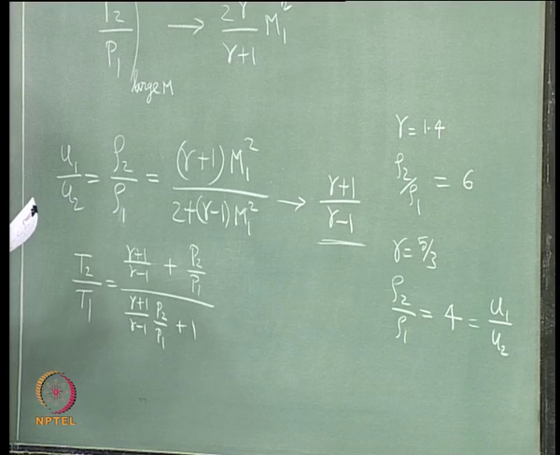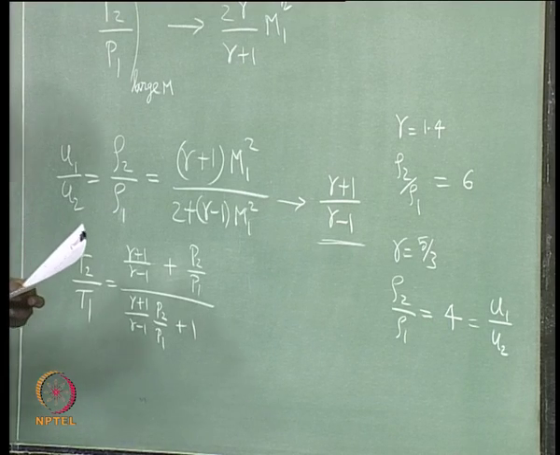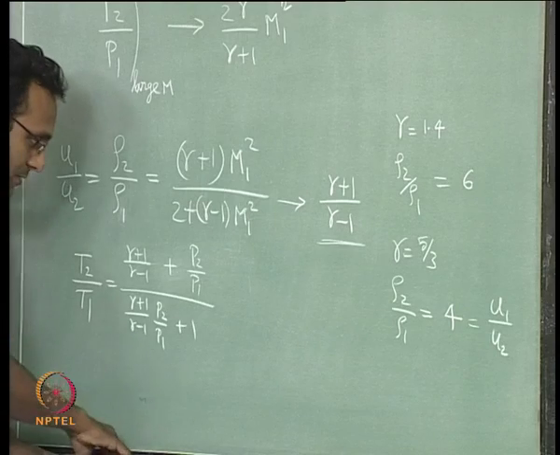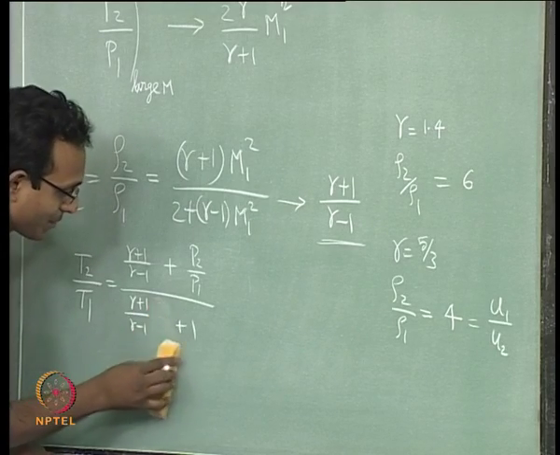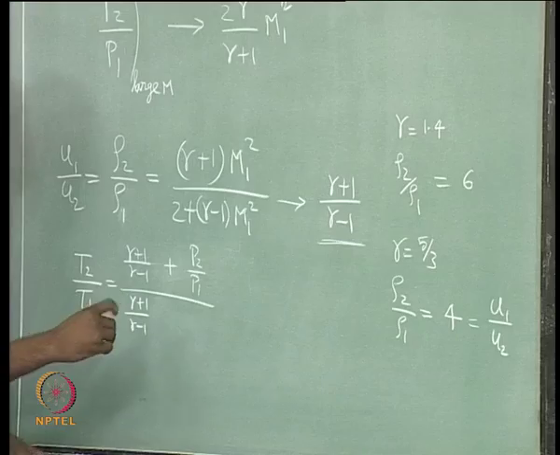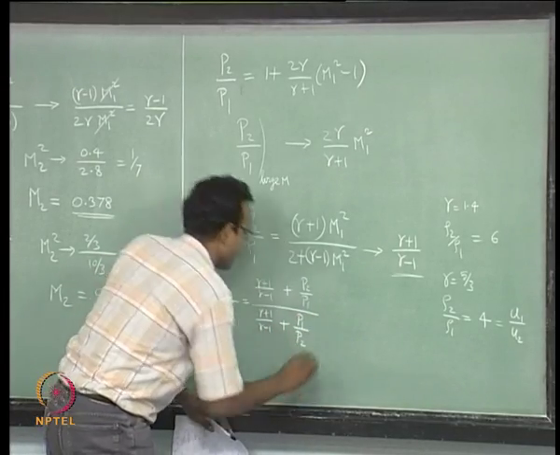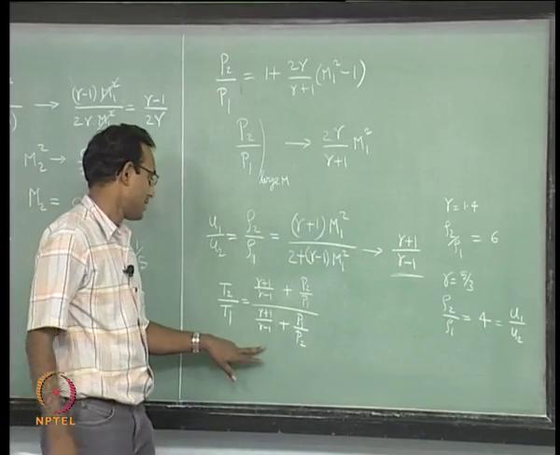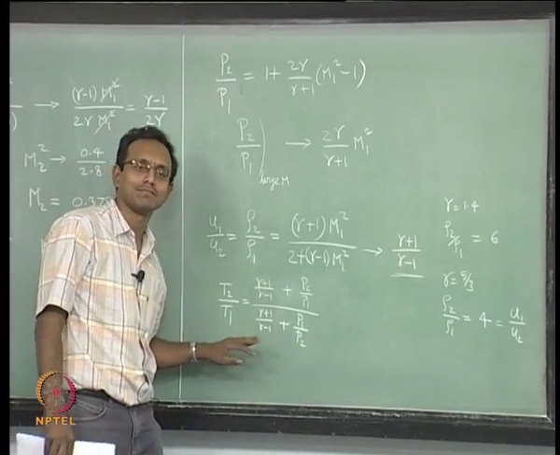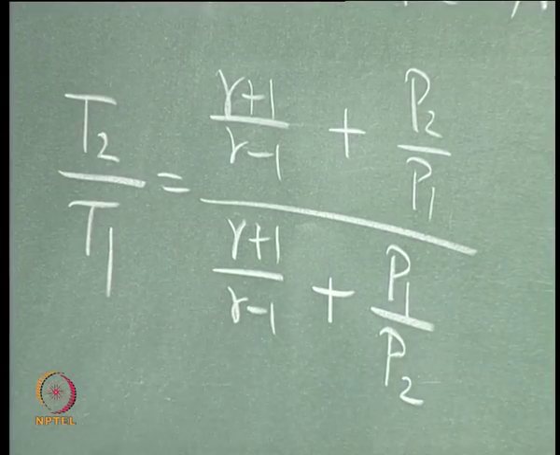Oh no, I made a mistake here, this is not right. Whatever I wrote now was the density ratio. The temperature ratio is p1 by p2 with a plus sign in front of it. This is correct. This is T2 by T1. We had this formula already. I made a mistake when I was in a hurry.